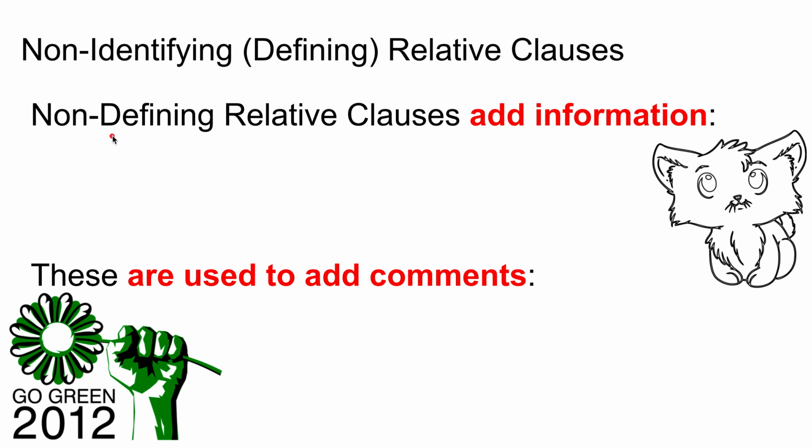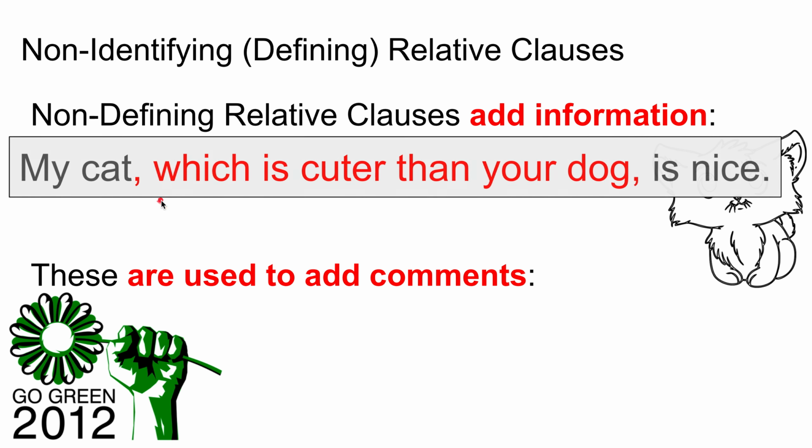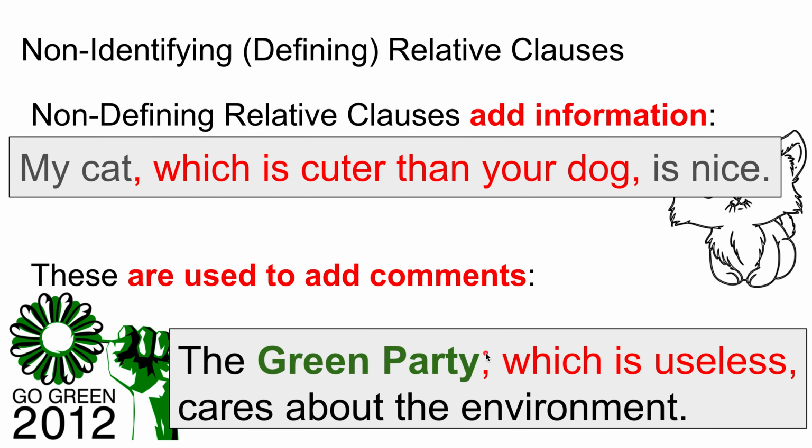Let's look at non-defining or non-identifying relative clauses. Non-defining relative clauses add information. We talked about this already. My cat, comma, which is cuter than your dog, is nice. It's just adding information. They're also used to add comments. So for example, the Green Party, which is useless, cares about the environment. Here the comment that this speaker is adding is which is useless. Not my opinion, but anyways, this is a good example.